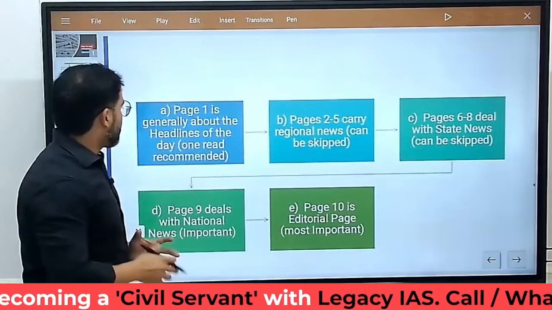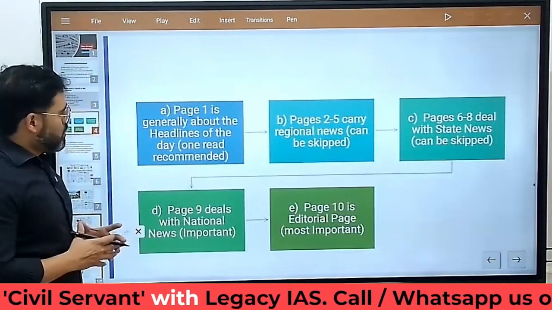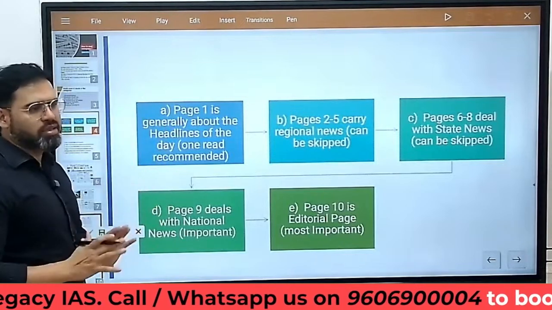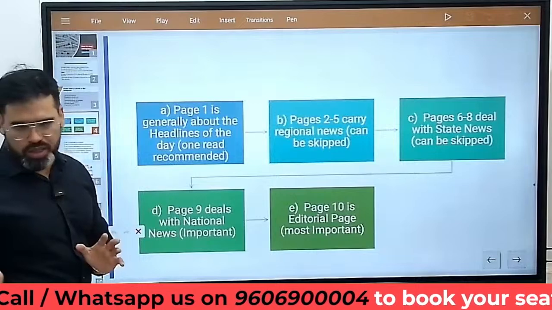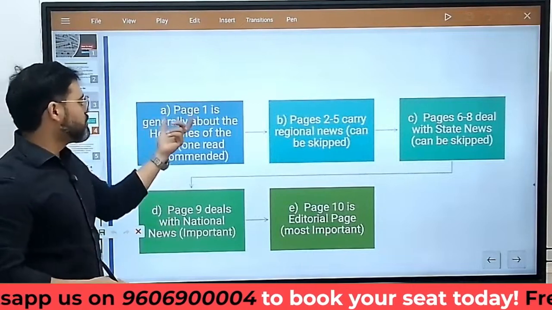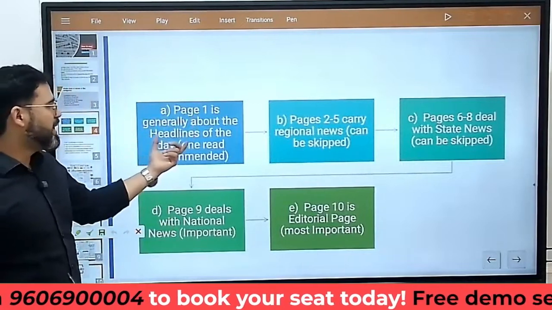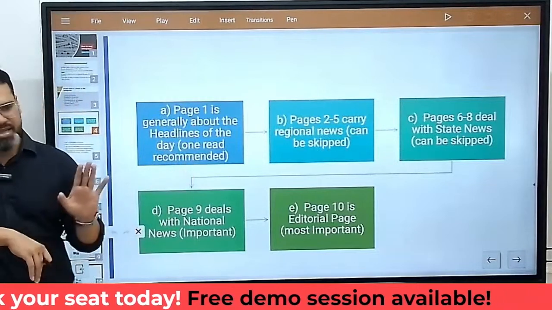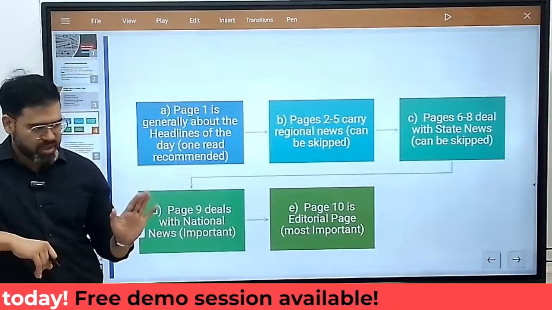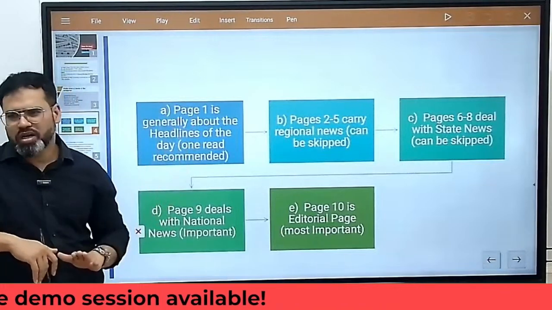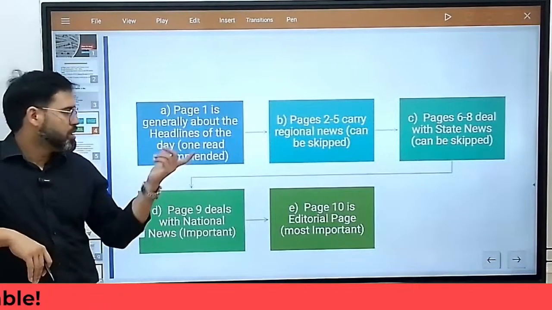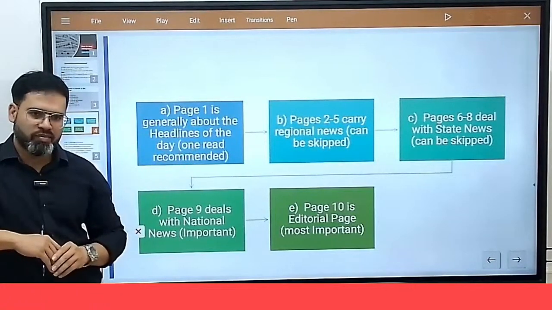No, important things like what are the important page numbers? These page numbers are not 100% correct, it is just for reference purposes only. If you go to page number 1, generally you will find the headlines of the day. You just need to read it once, that's it. No note making here. Your front page will have important, some controversial highlights.